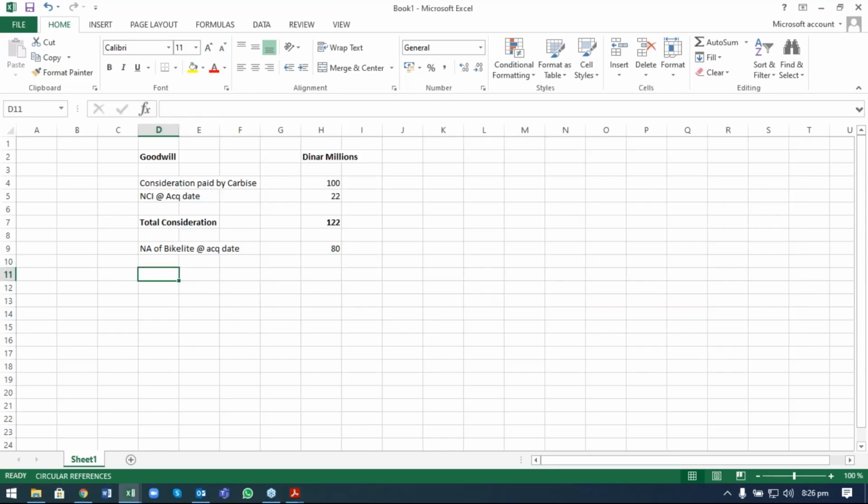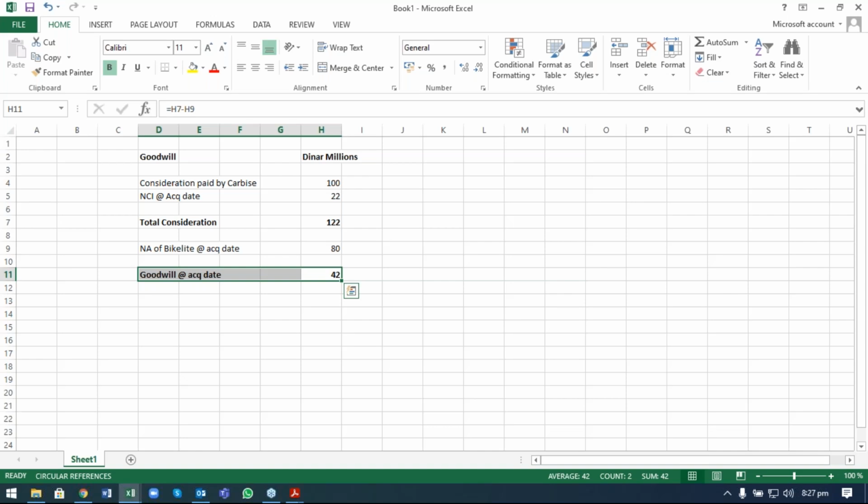So if you're going to calculate the goodwill, it is goodwill at acquisition date. The goodwill at acquisition date is 122 million minus this 80 million, so it's 42 million. I hope it's pretty clear for everyone how we have calculated the goodwill at acquisition date. Any problem till now, do let me know.